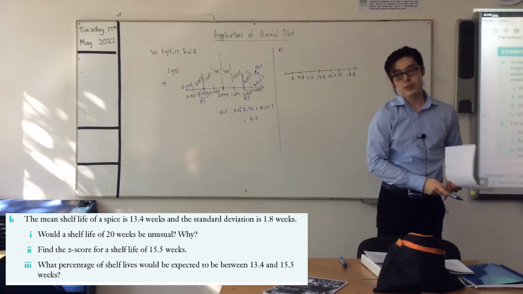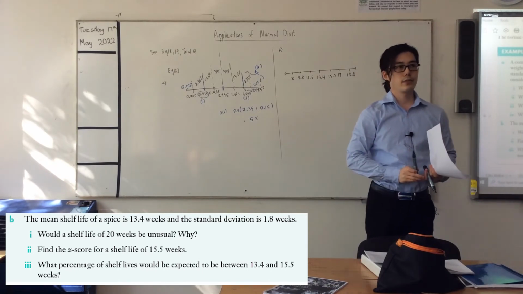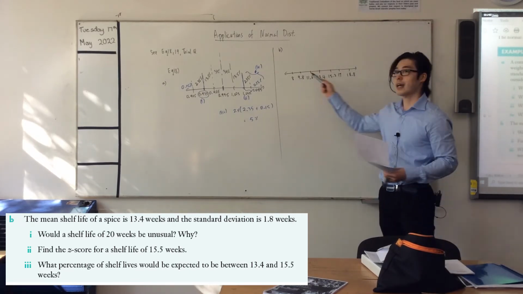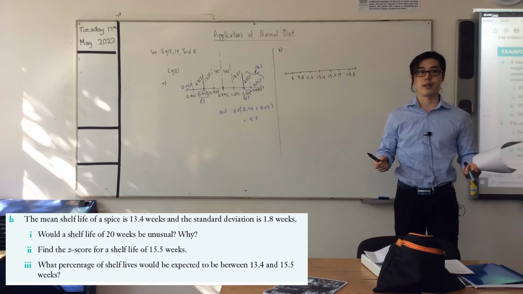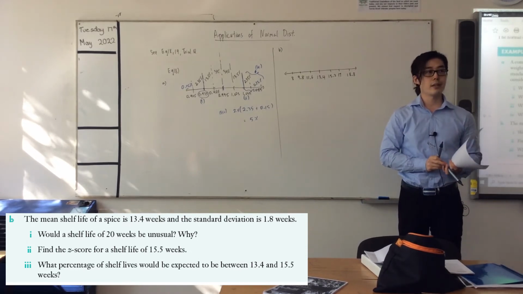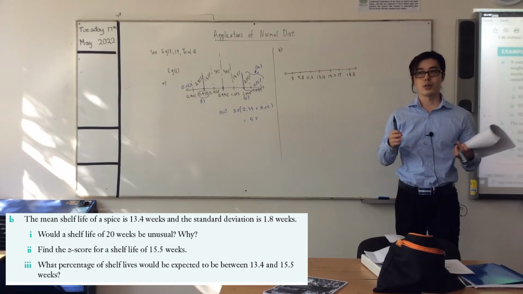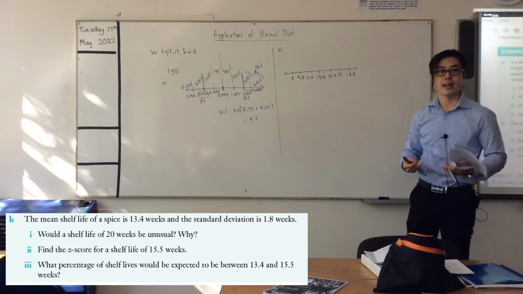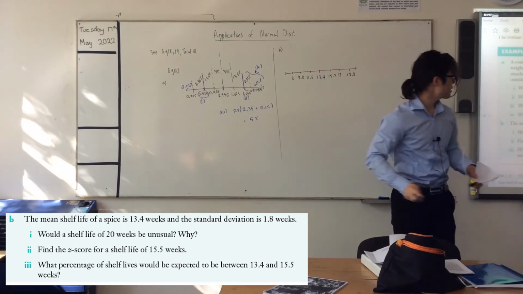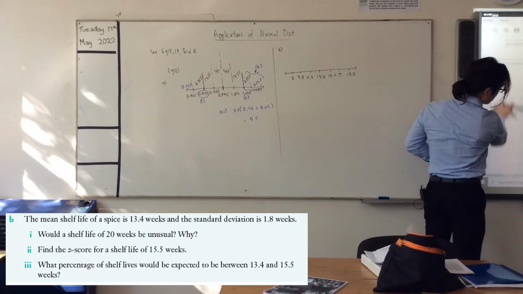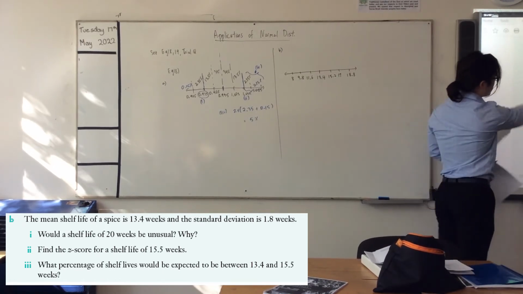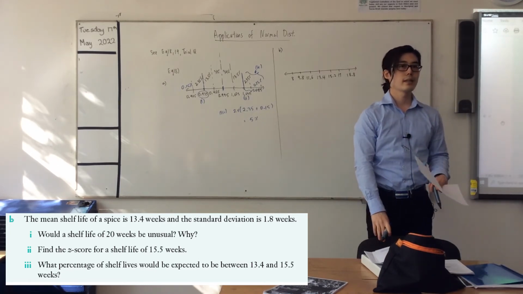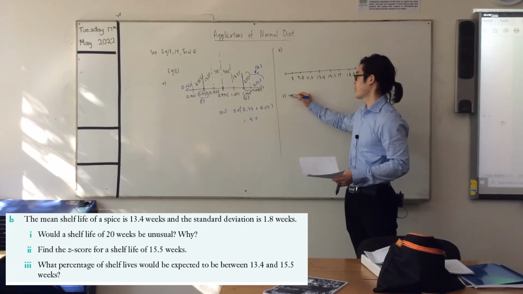Would a shelf life, girls, look at the question. Would the shelf life of 20 weeks of a certain spice be unusual and why? If you have a look at all the z-scores here, obviously 20 is not there. Why would having 20 be unusual? Because it's out of the normal distribution. It's completely out of the range. It's got a very significantly high shelf life, right? So I think that's what they basically said. Yeah, so a shelf life of 20 weeks is outside of the normal distribution range. So that's why it's unusual. Yep? Alright, so that's first part done.